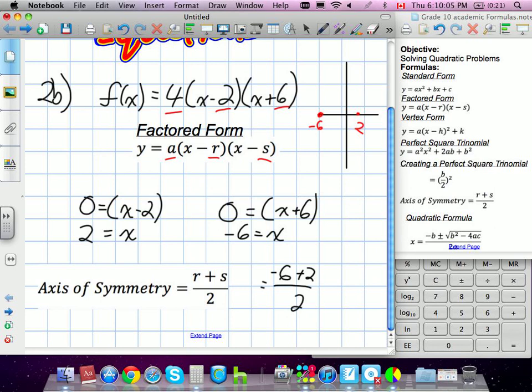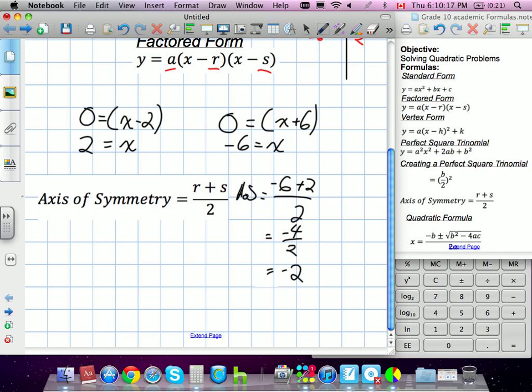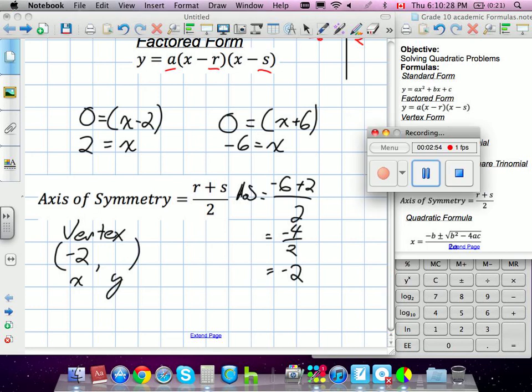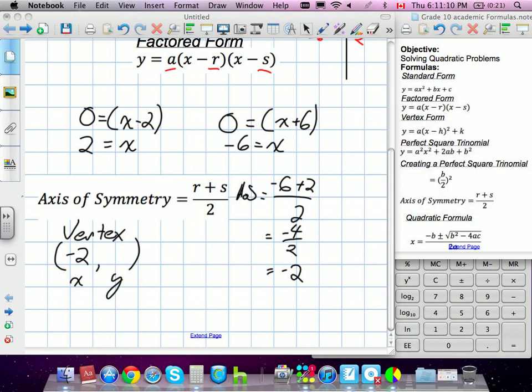Negative 6 plus 2 is? Yep. Divided by 2. Good. So what we just discovered is the x value of the vertex is negative 2. What we need to find is the y value. We have the x value, so how can we figure out what the y value is going to be? Sub it in. We'll sub it into what? Yeah, into our original equation.